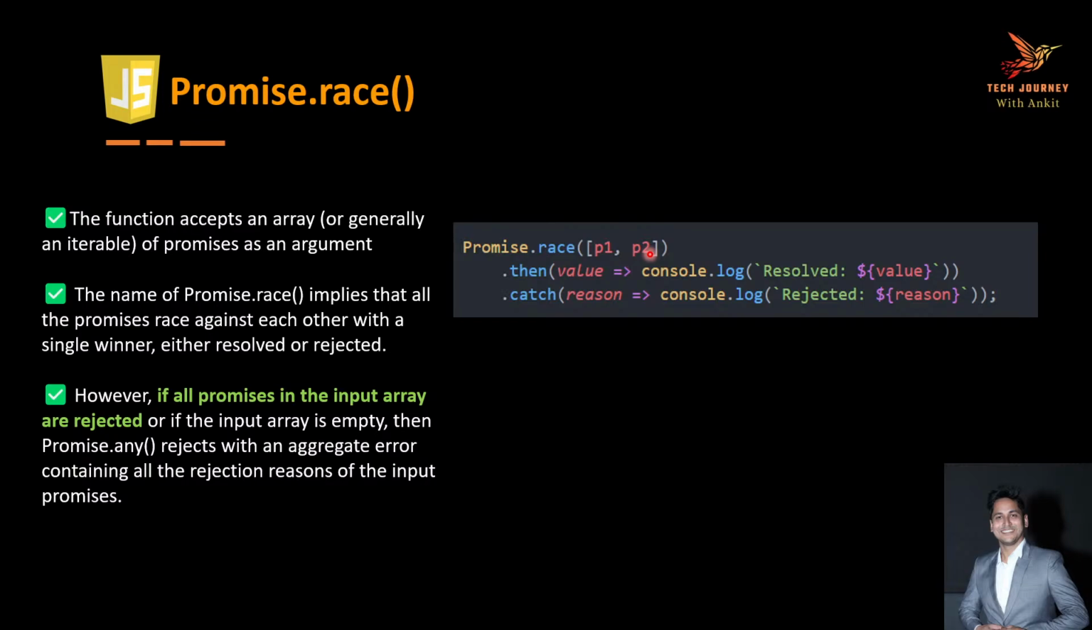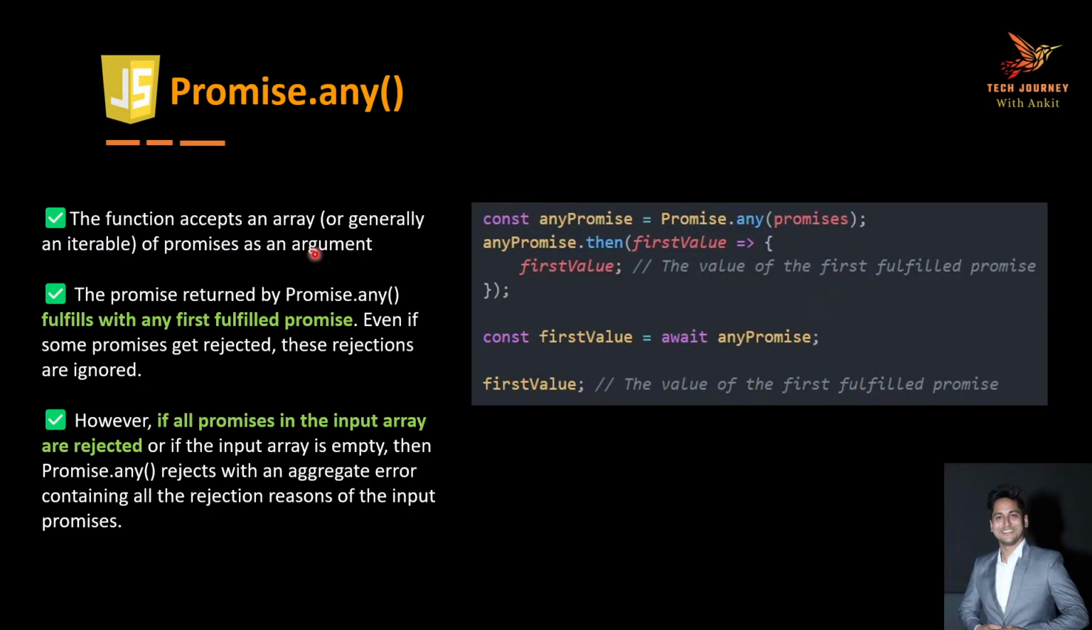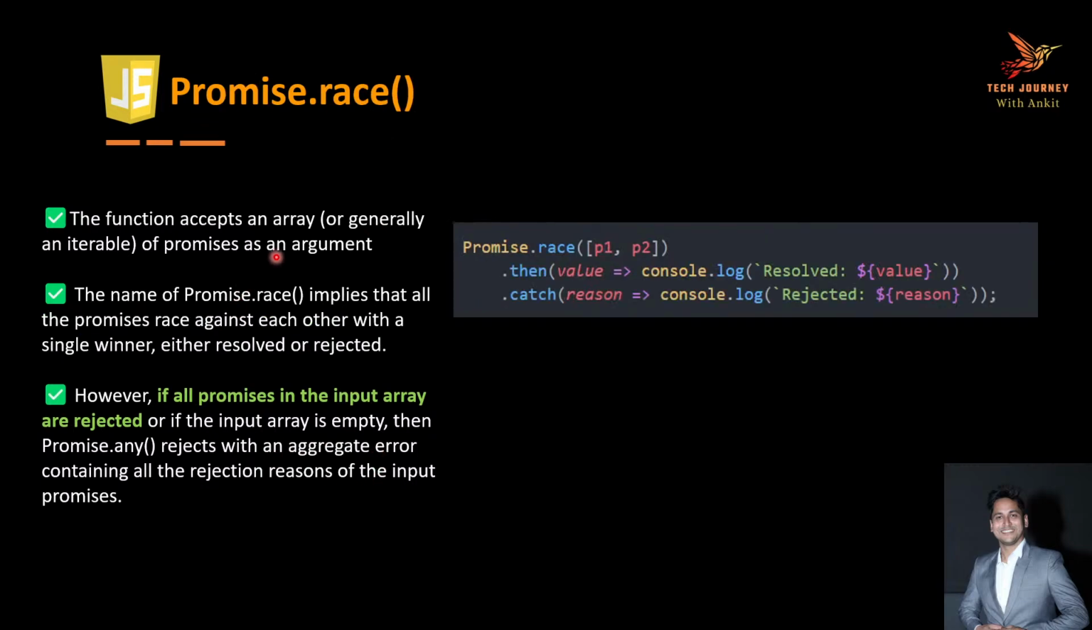Promise.any will return you any successful promise. In case all the promises have been rejected, that's a different story, then it will show you the rejection message. But Promise.race works differently: it does the racing amongst all the promises initially. Whichever promise has been resolved or whichever has been rejected first, it will give you that output.